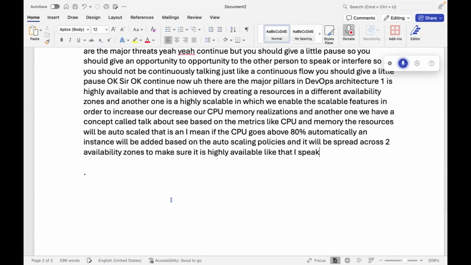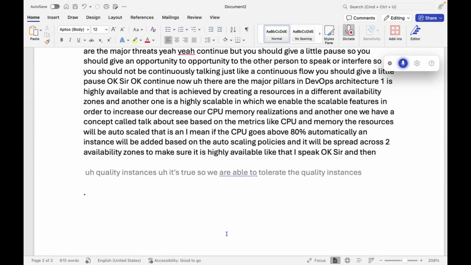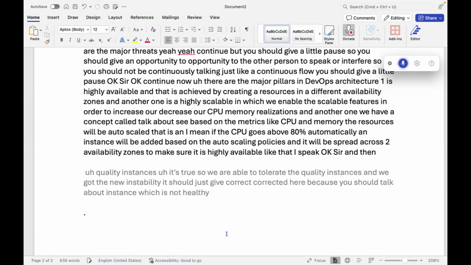Then we have a concept called fault tolerance. That is to make sure that requests are going to healthy instances, and we are able to tolerate unhealthy instances and bring up new instances. You should talk about instances which are not healthy, like healthy and unhealthy. That is very important.